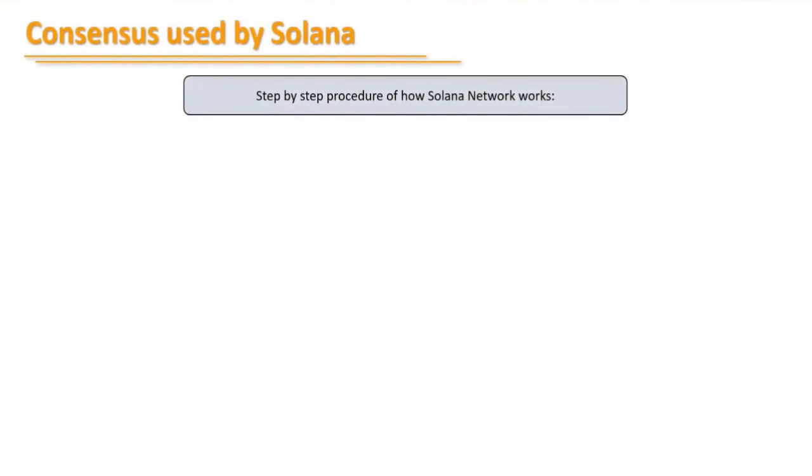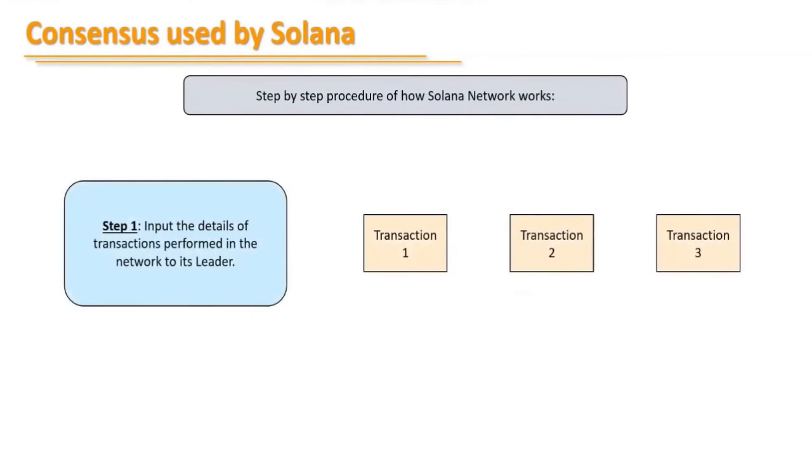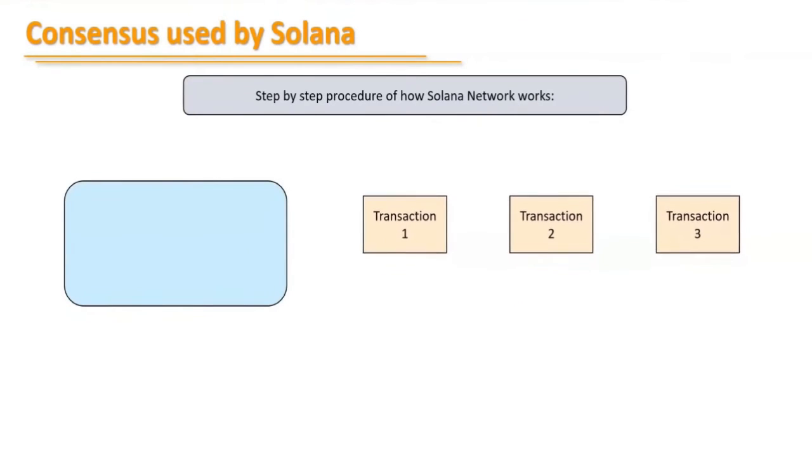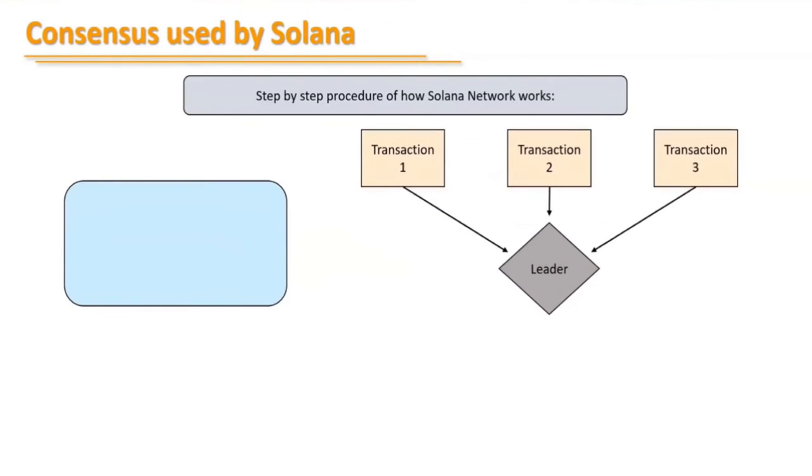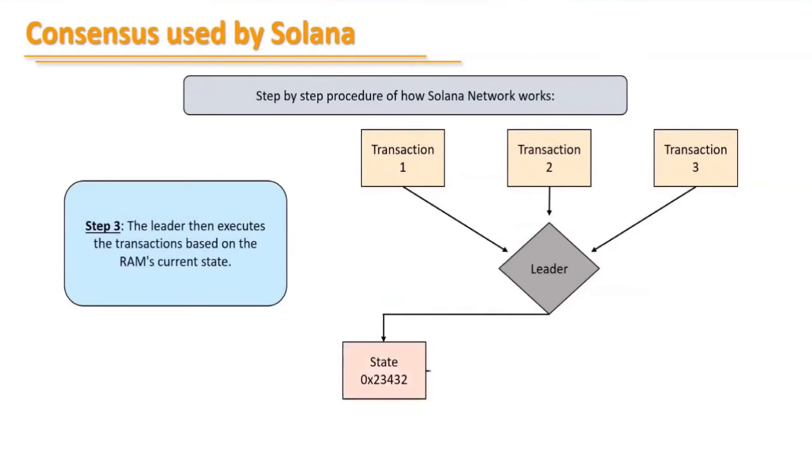Now we know Solana has built a one-of-a-kind method for determining the time of a transaction, known as proof of history. Let's see the step-by-step procedure of how it works. Step 1. Input the details of transactions performed in the network to its leader. Step 2. The leader will now efficiently sequence and organize the messages so that they can be processed by other nodes. Step 3. The leader then executes the transactions based on the RAM's current state.